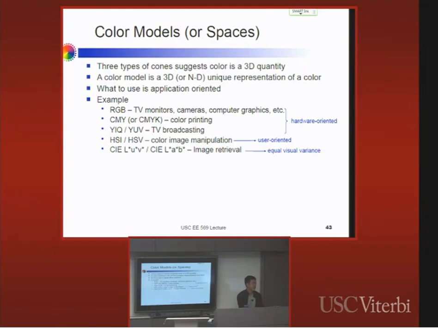These are basically different spaces, and this is the way that we model a color in a 3D space. So we already talked about RGB, CMY. These are all different color spaces in which we represent color. And the reason why we need different color spaces is because we have different applications. For example, you guys are dealing with RGB already in your homework problem.